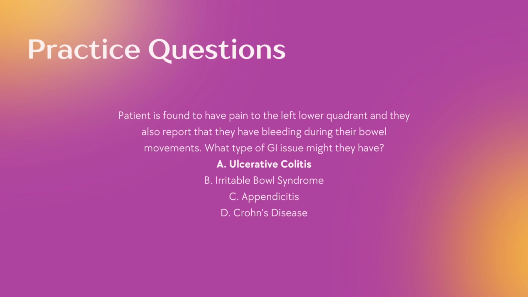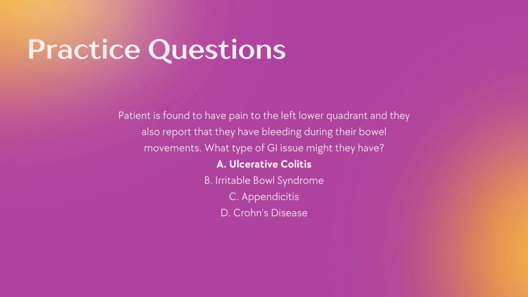Okay, the correct answer is A. A patient is found to have pain to the left lower quadrant, and they also report that they have bleeding during their bowel movements. What type of GI issues might they have? Okay, let's go over each answer choice. So, A, that's the correct answer. You will find left lower quadrant pain and bleeding during BMs.